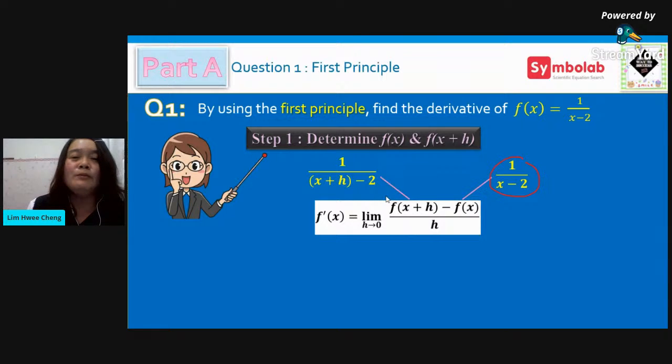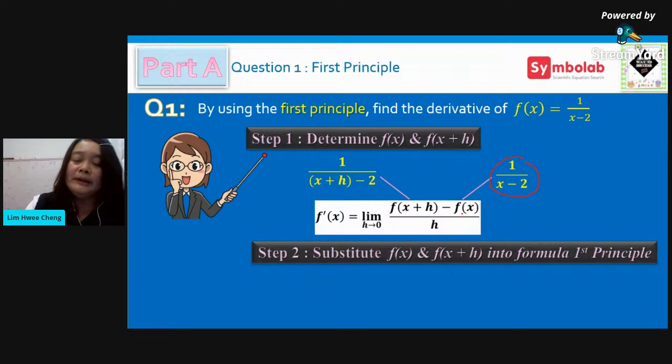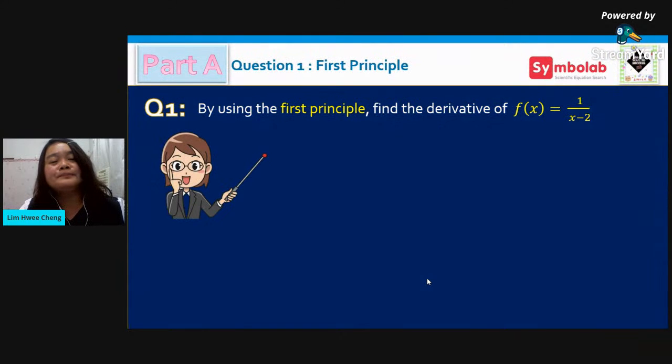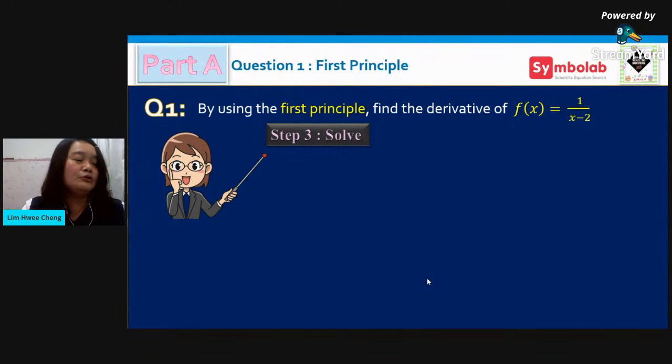Before you start anything, you must determine these two functions first, and then only you substitute into the first principle formula. You just put them inside, substitute into the formula. Third step, only then you try to solve.